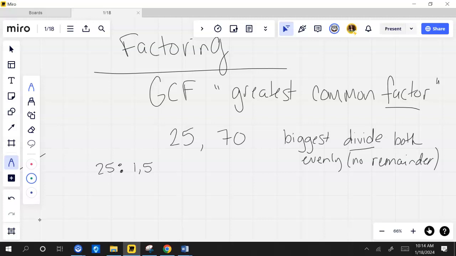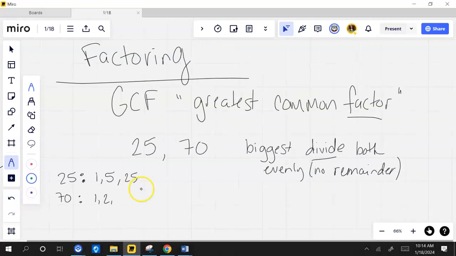Are there any other factors of 25? 25 itself, right? Now let's do the same for 70. What are the factors of 70? 1, 7. Oh, we forgot 1. 2, 5, 7, 10, 35.